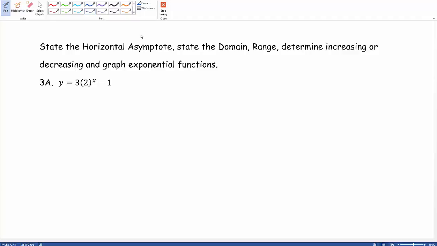Here we are at target 3A from our chapter 5 study guide. We're asked to state the horizontal asymptote, stating the domain, range, and then determine whether it's increasing or decreasing, and then finally graph the exponential function.